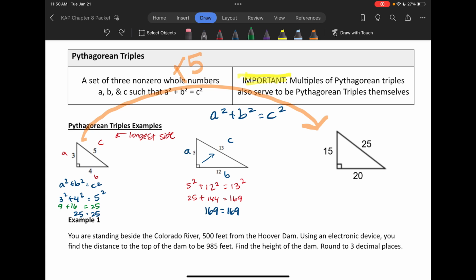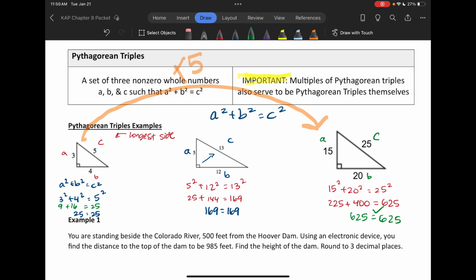So let's check. Here's my A, here's my B, here's my C. If I were to do a squared plus b squared equals c squared, we're looking at 15 squared plus 20 squared is equal to 25 squared. 15 squared is 225. 20 squared is 400. And 25 squared is 625. And if I add these up, yeah, 225 plus 400 gives me 625. So this is a Pythagorean triple.